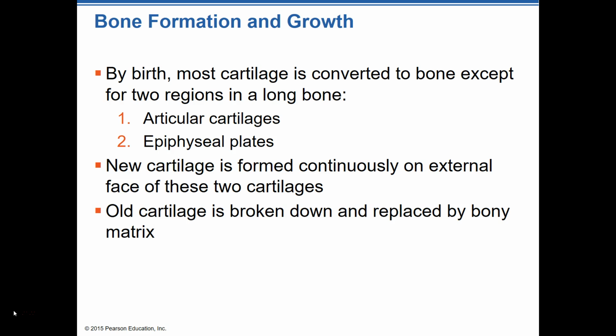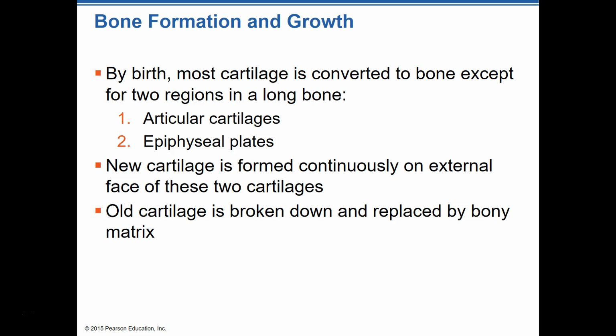I know it sounds really complicated, but just bear with me for a minute, and we'll get through this. Hopefully you'll understand it. When we're born, most of that cartilage is converted to bone, except for those two regions, the articular cartilages and the epithelial plates. The articular cartilages stay. Eventually the epithelial plates will go away. New cartilage is formed continuously on the external face of these two cartilages.